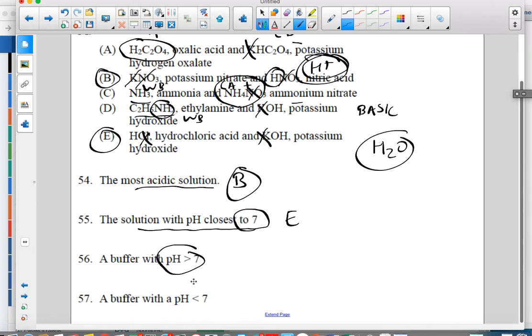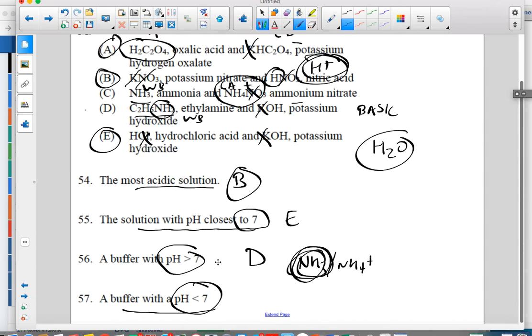A buffer with a pH of 7, or greater than 7 actually. So that means it's going to be a buffer solution that's basic. That's going to be D, because I have a weak base, NH3, and a conjugate acid, NH4 plus. But the base is what's going to make it basic. A buffer with a pH of, did I just flip that around? pH that's going to be less than 7. That's going to be A, your answer for that one. And you should be good to go with that.